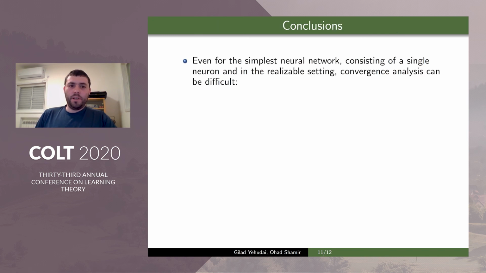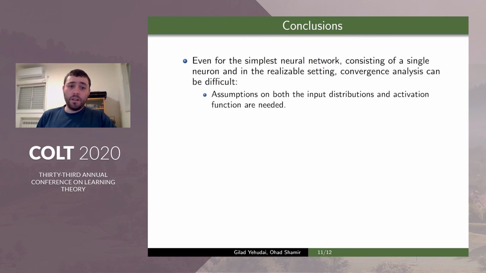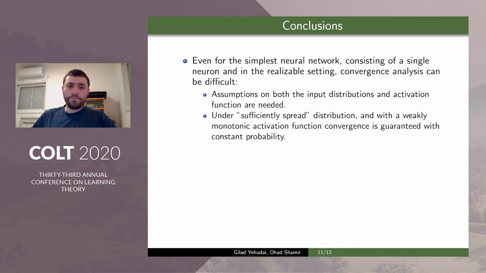Okay, let's wrap it up. What we showed is that even for the simplest neural network, consisting of a single neuron, convergence analysis can be extremely difficult. We need assumptions on both the input distribution and the activation function, otherwise we cannot ensure convergence. We showed that under sufficiently spread distributions and with the weak monotonicity assumption on the activation function, convergence is guaranteed, at least with constant probability over the initialization.